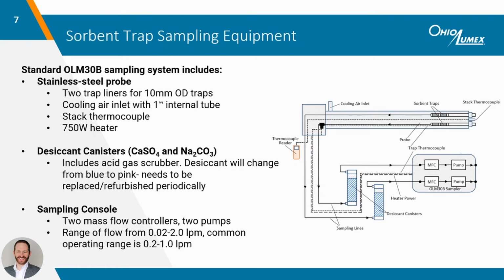The probe includes two trap liners for traps with a 10 mm outer diameter, a cooling air inlet, a stack thermocouple, and a 750 watt heater. The cooling air inlet is very important for most applications, as I'll explain in the next slide. The desiccant canisters remove water and acid gases from the sample gas stream to protect the console. And the sampling console features two mass flow controllers and two pumps. For most sampling scenarios, sorbent trap runs will take about 30 minutes. However, I recommend you contact Ohio Lumex to determine the ideal flow rate and sample duration for your application.